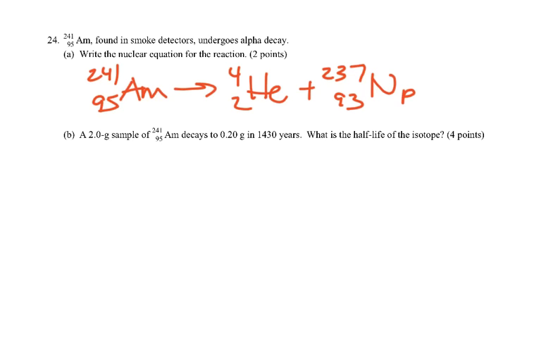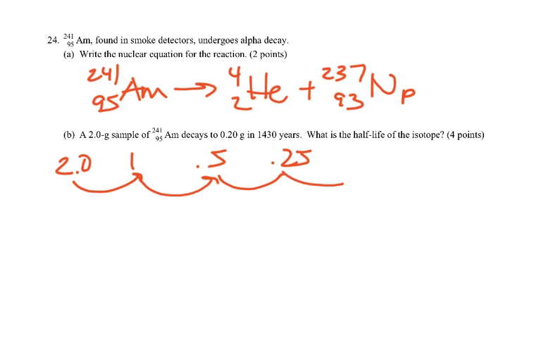Okay, a 2-gram sample decays to 0.2 grams in 1430 years. What's the half-life? Well, first off, is this easy? Can I do it with just numbers? So 2 goes down to 1, 1 goes down to 0.5, 0.5 to 0.25, 0.25 to 0.125. Okay, I'm in trouble. So my answer is going to be somewhere right here. Okay, so it does all this in 1430 years. How much is each one? We can kind of see it's 3 and a fraction half-lives. So if that was 1500, it would be 500. So it's somewhere around 500 years is our half-life.